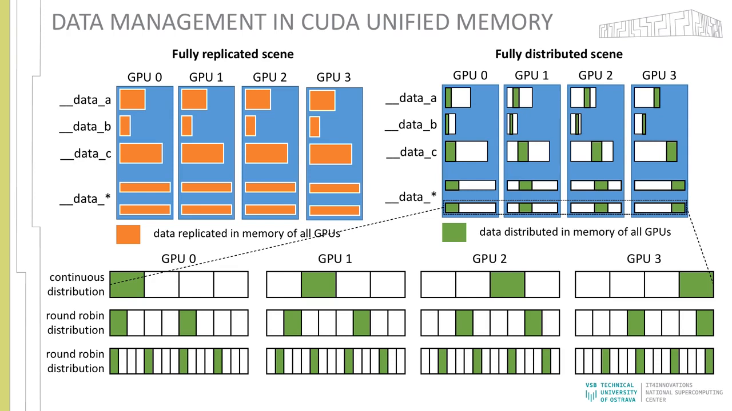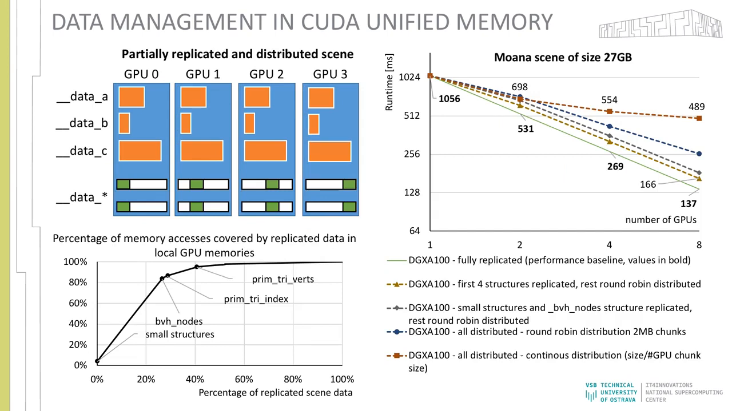distribution, which uses significantly smaller chunks of constant size and assigns multiple of these chunks to each GPU in a round-robin fashion. The first replication scheme I would like to present is on the granularity of the data structures. In this scheme, selected data structures are replicated and remaining ones are distributed.